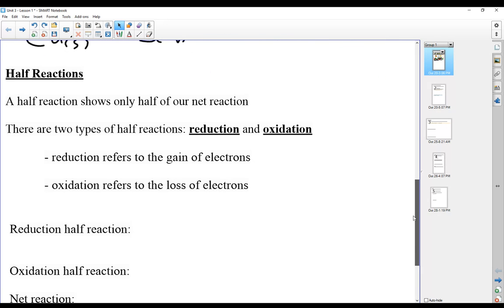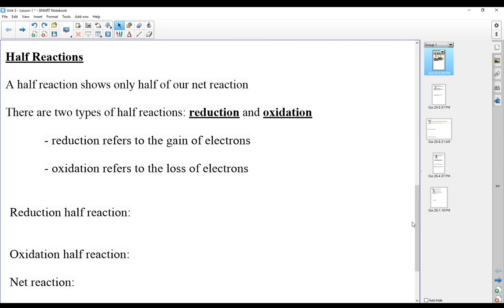All right. We are going to move on to half reactions. A half reaction shows only half of our net reaction. There are 2 types of half reactions, which are reduction and oxidation. I'm going to highlight reduction and oxidation. These are going to be huge terms that we're going to use a lot throughout the unit. There are some acronyms you can use to remember, so I will write those out here.